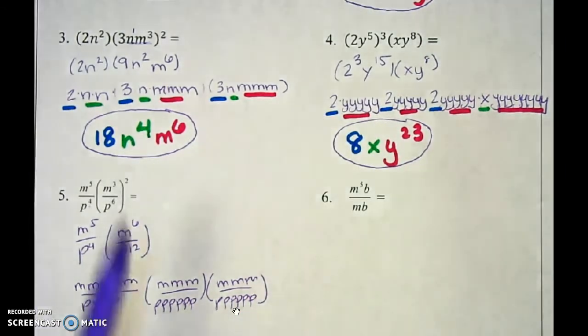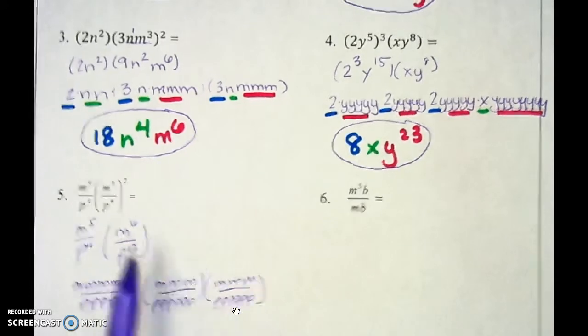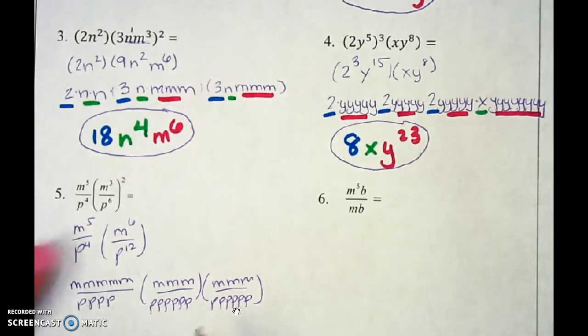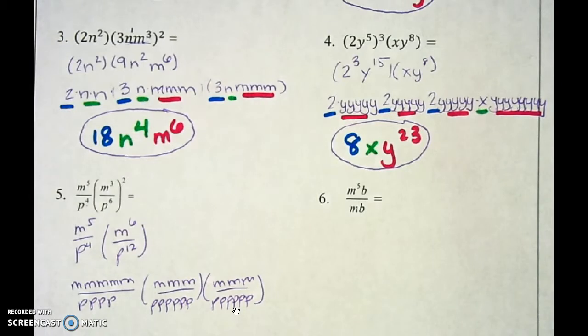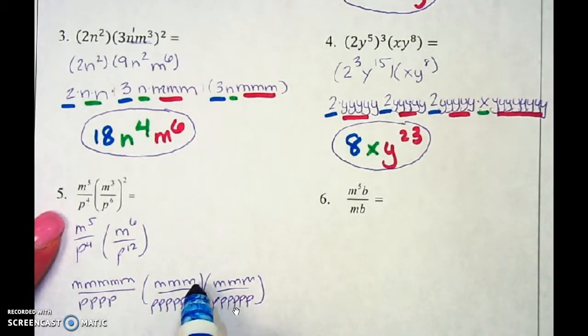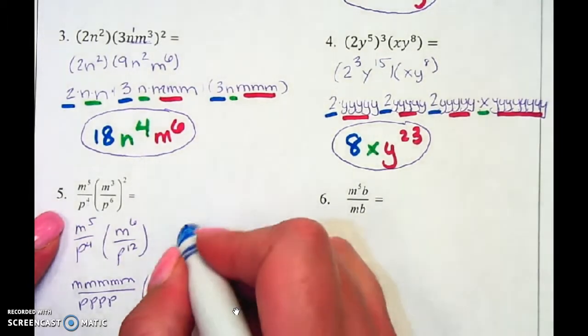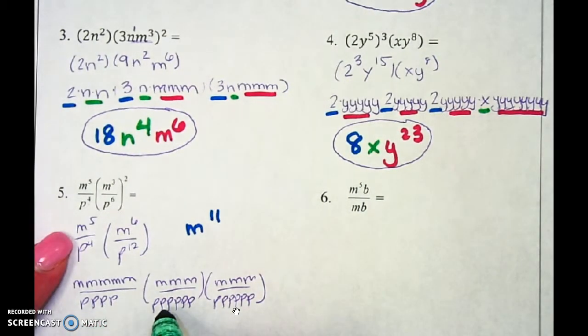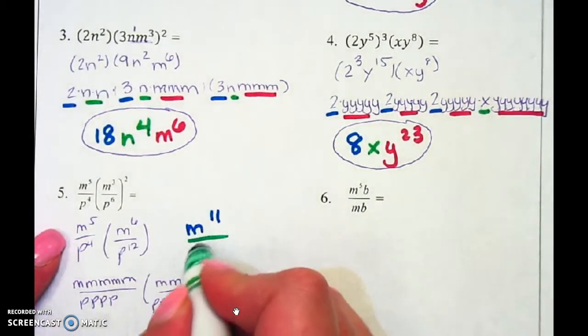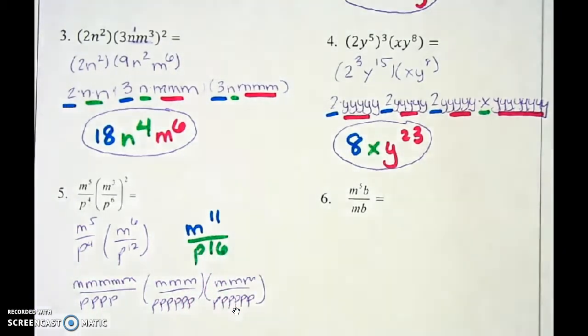Okay, so altogether, m to the 3rd happening twice would make m to the 6th for your shortcut. P to the 6th, in that parentheses, the whole thing happened twice. We would do 6 times 2 and I would get 12 p's. For my final answer, I want to combine all my m's. So I have 5 m's plus 6 would give me m to the 11th. On the bottom, I have 4 plus 6 plus 6. So altogether, 4 plus 12, p to the 16th. That is my final answer.